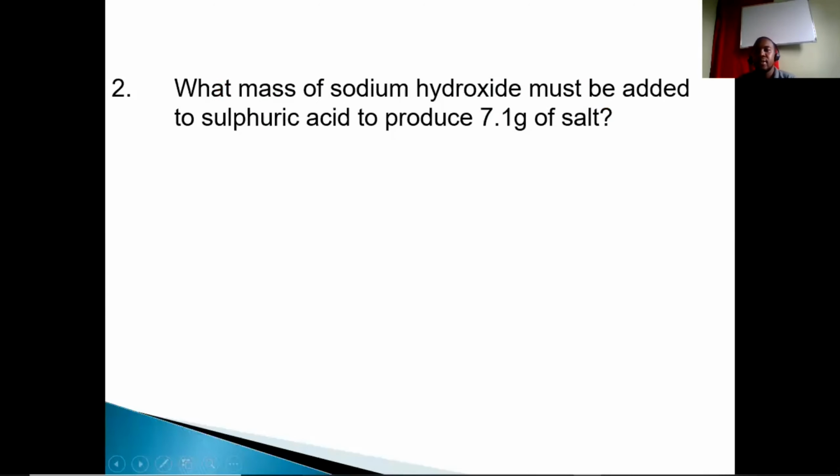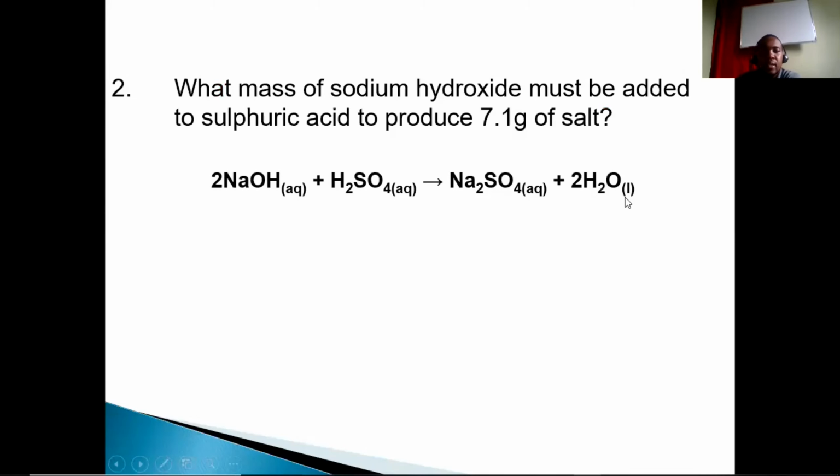Let's look at another one. All right, so the mass of sodium hydroxide must be added. What mass of sodium hydroxide must be added to sulfuric acid to produce 7.1 gram of salt? All right, and again, the first thing we do is to write and balance the chemical equation. So we have 2NaOH plus sulfuric acid H2SO4 to give us Na2SO4 and 2 water H2O, right?